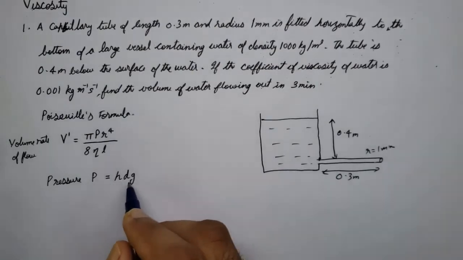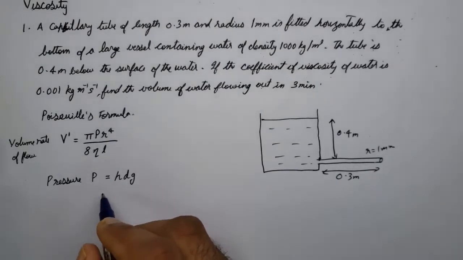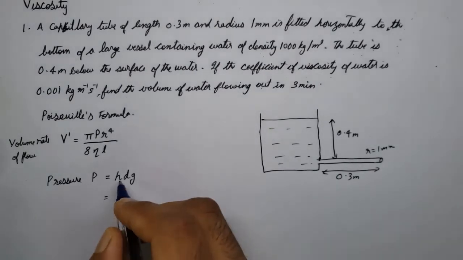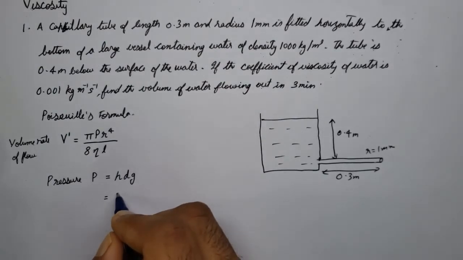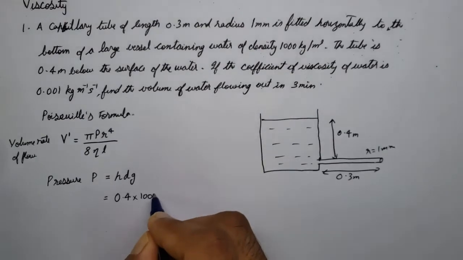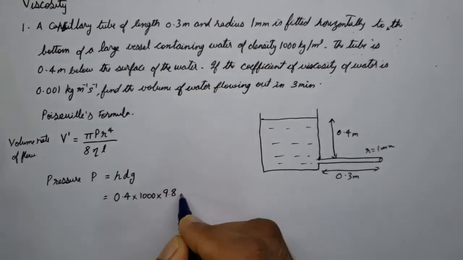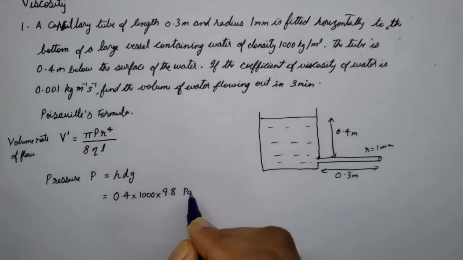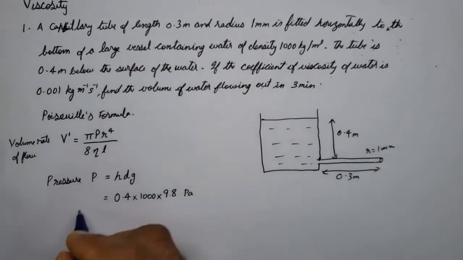So we can substitute the values. So we will get the value of the pressure. The height is 0.4 meter into density 1000 into 9.8. So this is our pressure. This is in pascal. What about the next quantity?